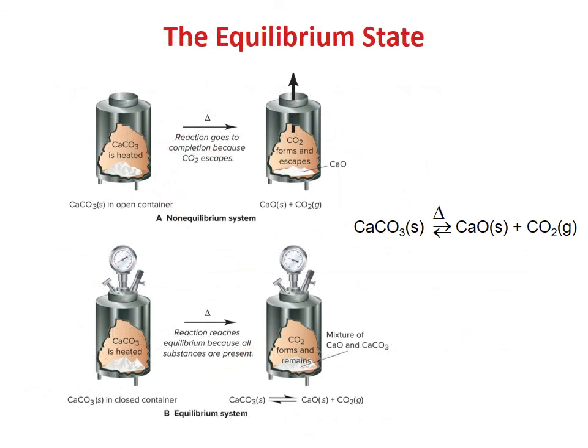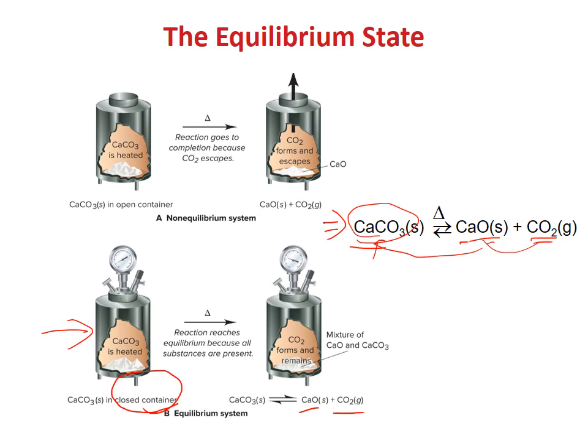In principle, every reaction is reversible and will reach dynamic equilibrium if all the reactants and products are present. Let's take this decomposition reaction as an example. If we start with calcium carbonate, it will decompose into calcium oxide and carbon dioxide. But if we start with calcium oxide and carbon dioxide, they will combine and go back to calcium carbonate. So if we place calcium carbonate inside a closed container and heat it, calcium carbonate will decompose to become calcium oxide and carbon dioxide.